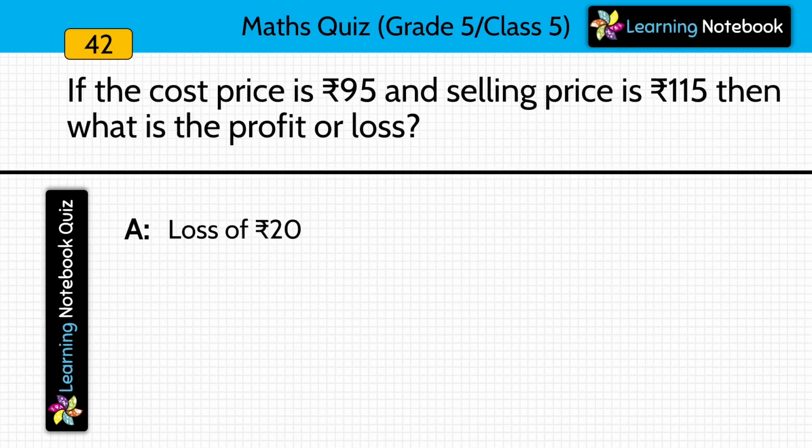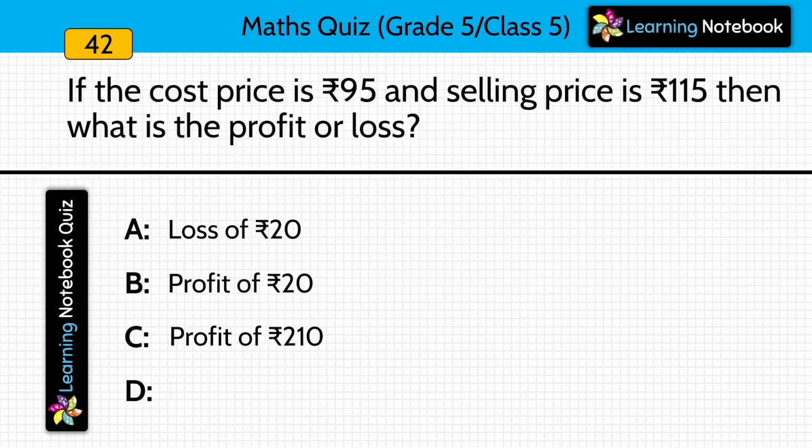Next question. If the cost price is rupees 95 and selling price is 115, then what is the profit or loss? Yes, answer is profit of rupees 20 because selling price is greater than cost price. So we will do 115 minus 95, which equals 20, and that is a profit of rupees 20.